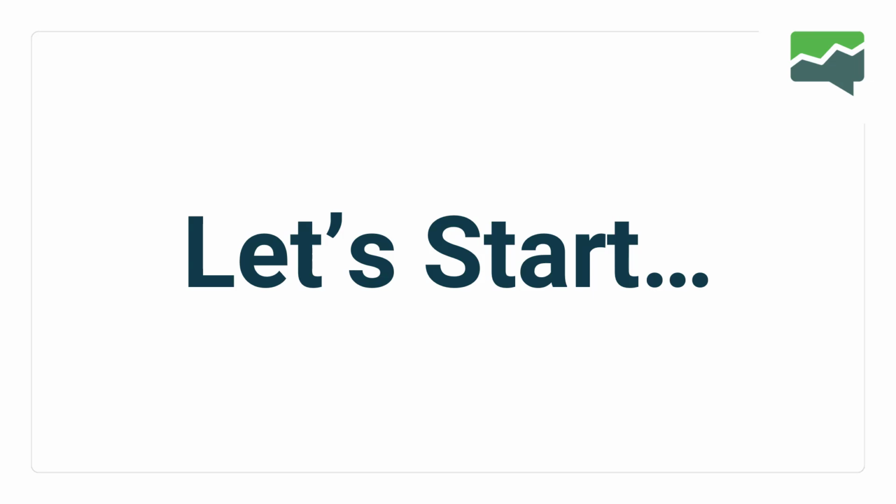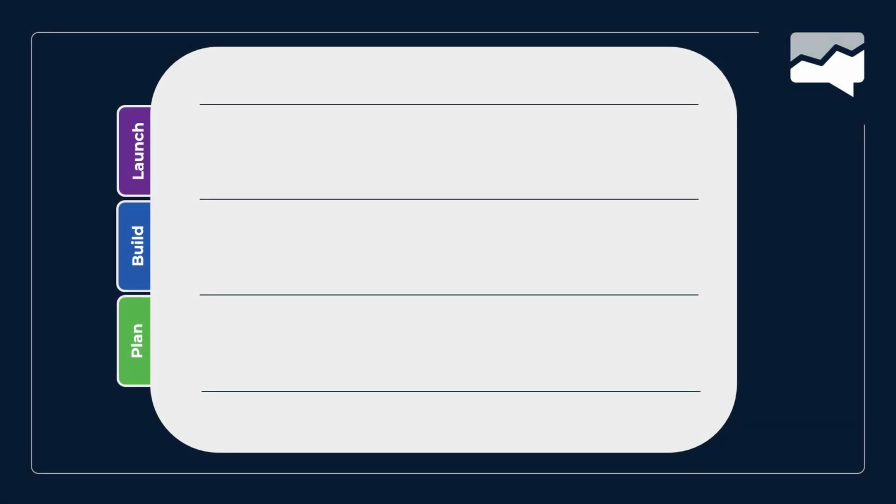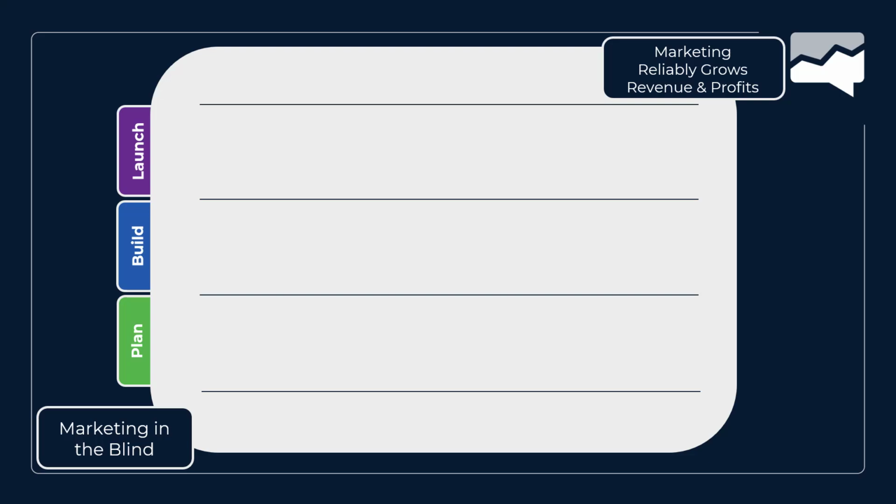And as we start, this is really important to remember our measurement marketing framework. We have our three steps: plan, build, and launch. And that's going to help us go from marketing in the blind, like not knowing what's working, what's not, a kind of chaotic system, to being able to know what's working, what's not, being able to know what button to push and to increase those revenue and profits.